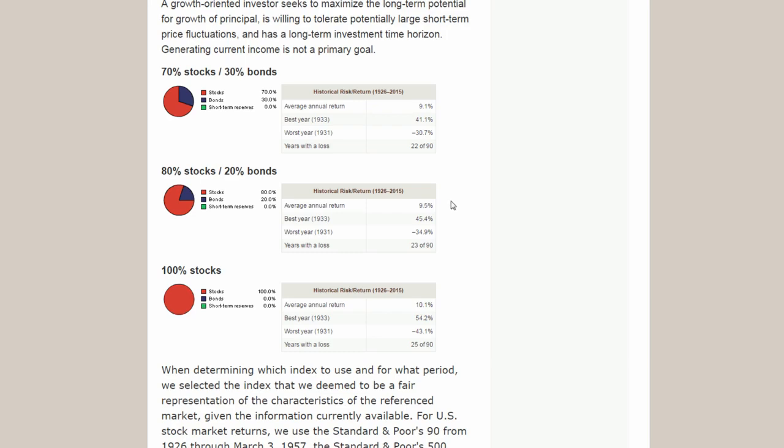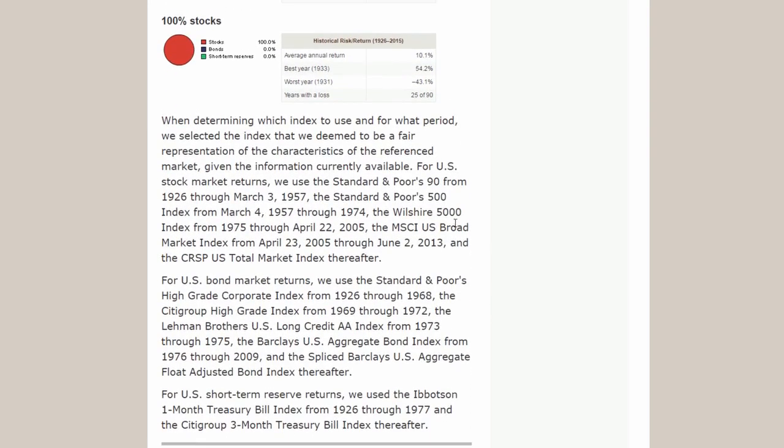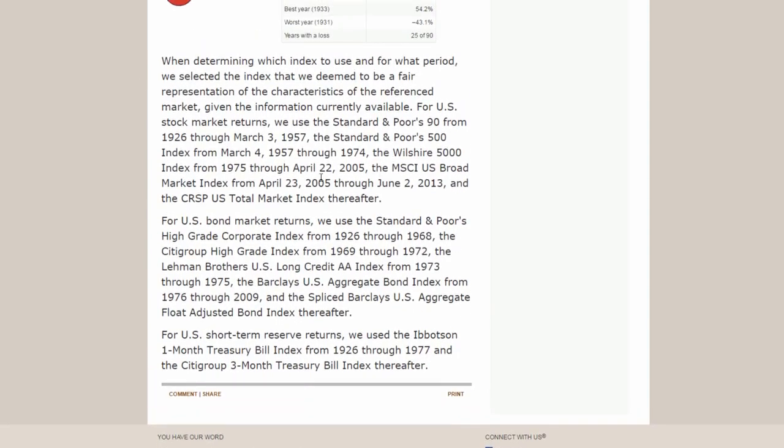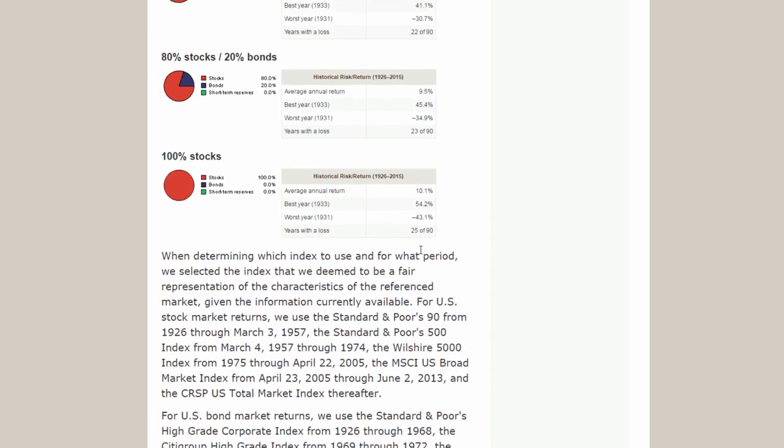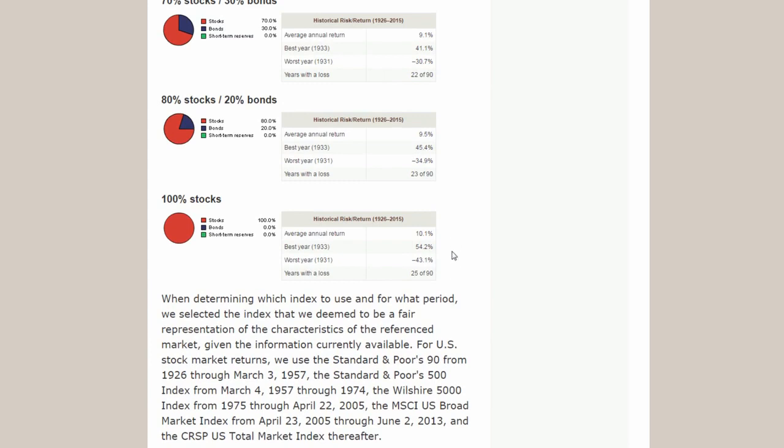So at the bottom here, they give a description of the methodology they use. They're basically using indexes, looking at wide indexes, so they're not looking at individual stocks or anything. They're trying to give you a feel by using wide indexes. So it's a nicer methodology. Nothing's perfect, but it's a nice methodology.